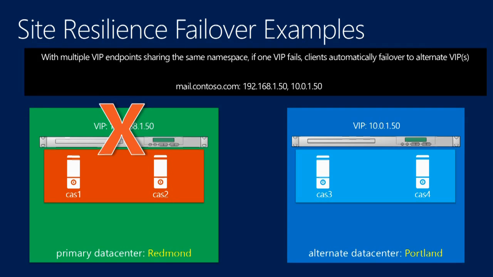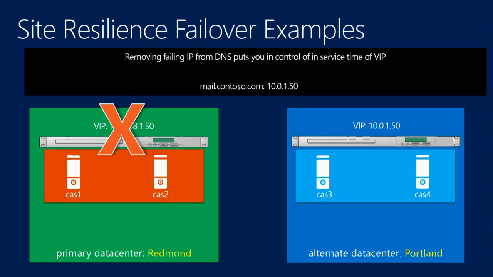So the administrator doesn't need to intervene. They really don't need to do anything other than investigate the problem in Redmond and then fix that problem and reestablish service. But if it looks like something really catastrophic happened, Redmond is a smoking hole and it's not coming back, the administrator could change DNS, remove that failed VIP out of there, the 192 address, and just leave the 10.0 address in there.